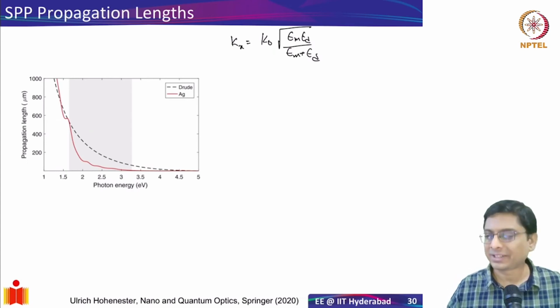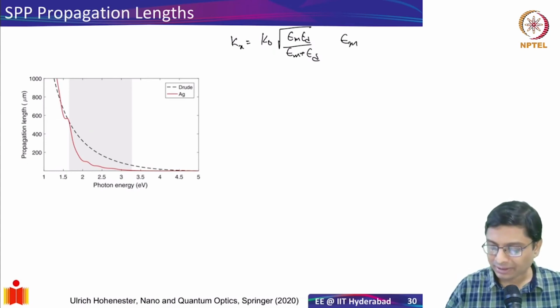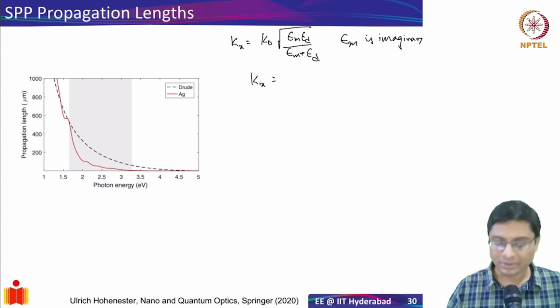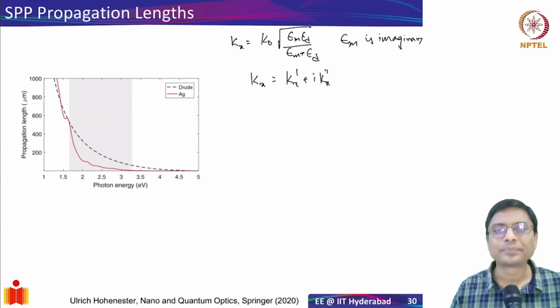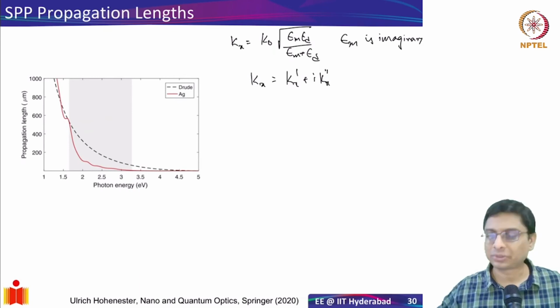You will have some imaginary part, right? Epsilon metal is imaginary, because there is a loss associated. So what does loss mean? Well, your kx is now not going to be a simple number. It's going to have a kx prime plus i kx double prime. Okay, this is going to be real and imaginary parts to your propagation constant, kSPP, right?